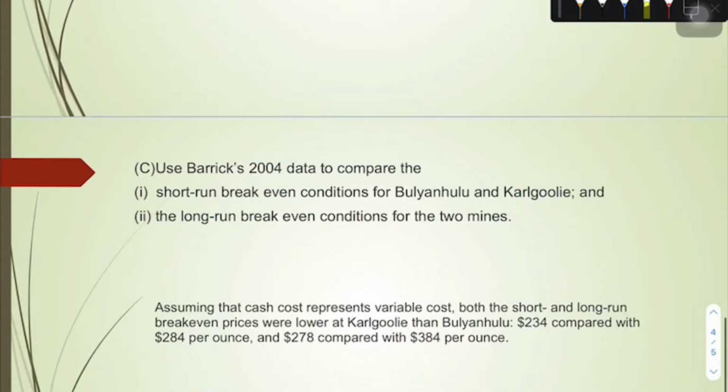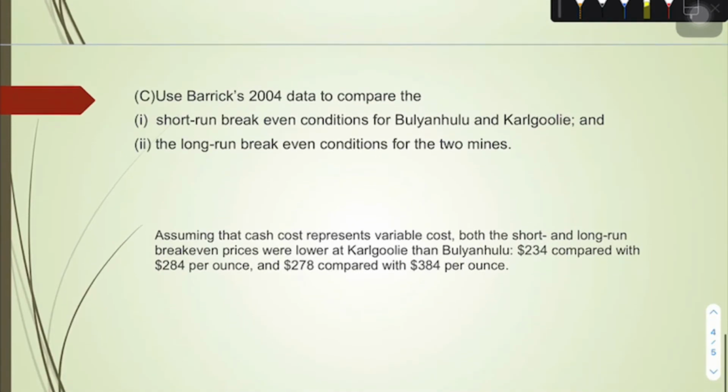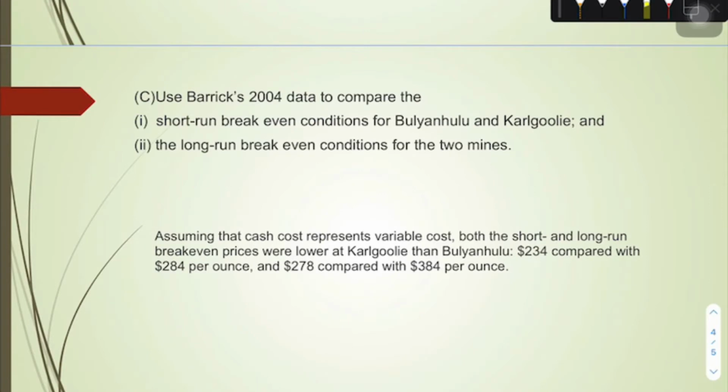And C. Use Barrick's 2004 data to compare, first, the short-run break-even conditions for Bulyanhulu and Kalgoorlie, and second, the long-run break-even conditions for the two mines. Assuming that cash cost represents variable cost, both the short and long-run break-even prices were lower at Kalgoorlie than Bulyanhulu: 234 compared with 284 per ounce, and 278 compared with 384 per ounce.